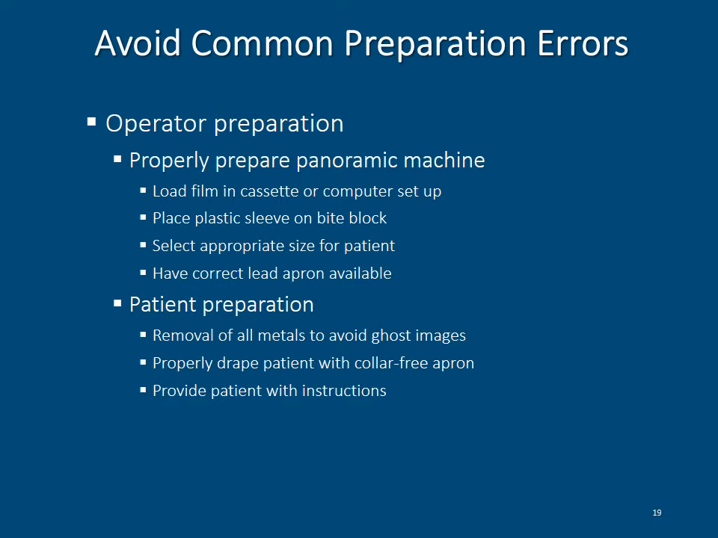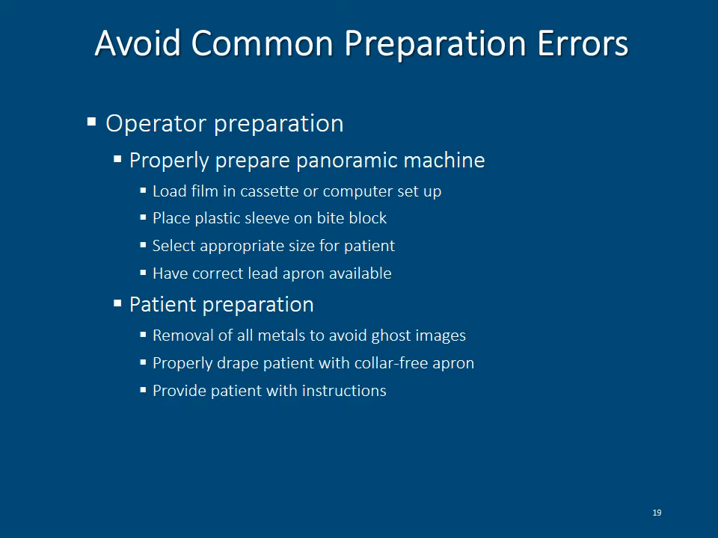In preparation for placing the patient into the machine, we want to make sure to avoid typical and common errors. Operator preparation would include preparing the panoramic machine by loading the cassette and ensuring that there is film in there. And then you will also have a computer setup if you're using the digital machine. We place plastic sleeves on the bite block. We select the appropriate patient size. And we have the correct lead apron applied. We do not use a lead apron with a collar on it, the thyroid collar.